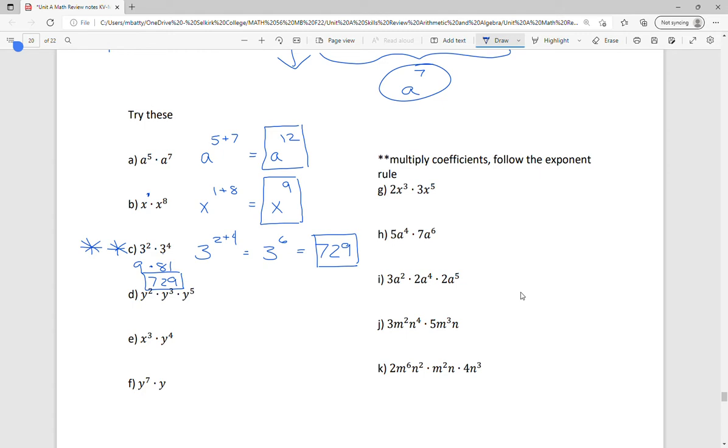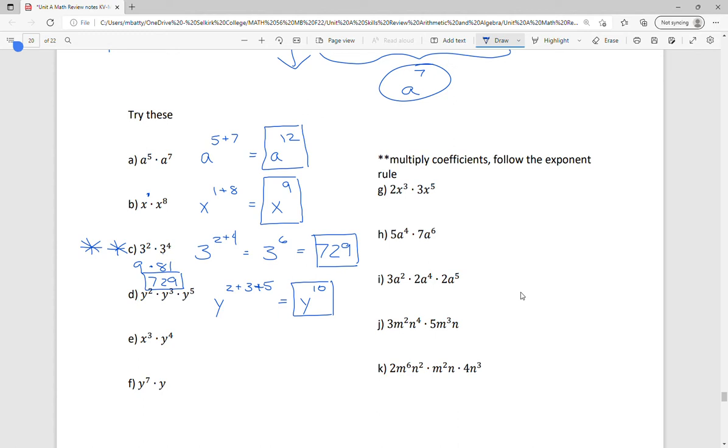So the next one, D here, has 3 y's, and they each have an exponent on them. So you can imagine expanding that one out. Really what we're doing is adding all those exponents. And so I get y to the 10 in a simplified answer.